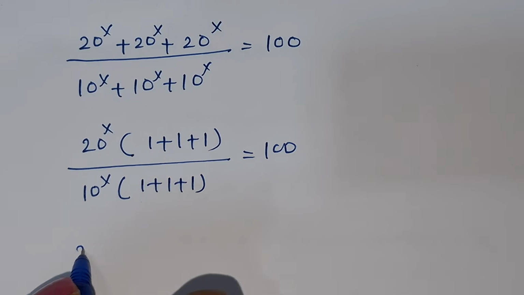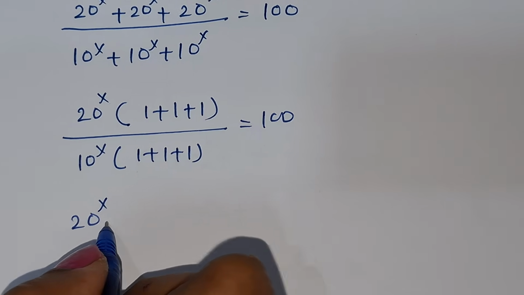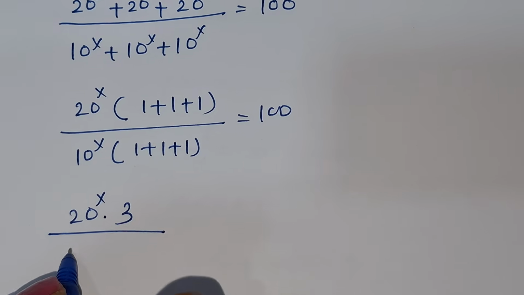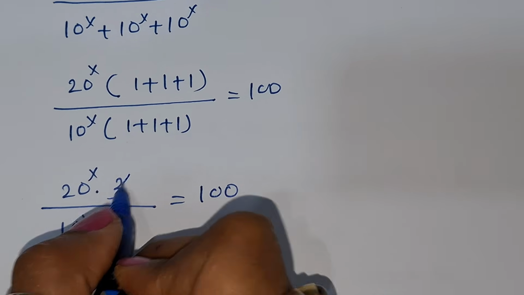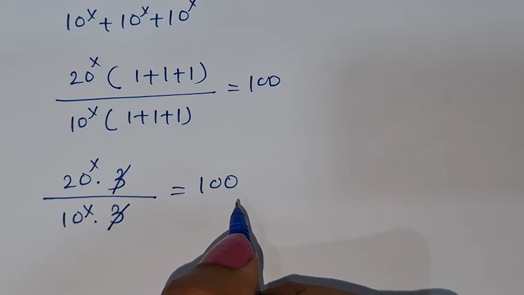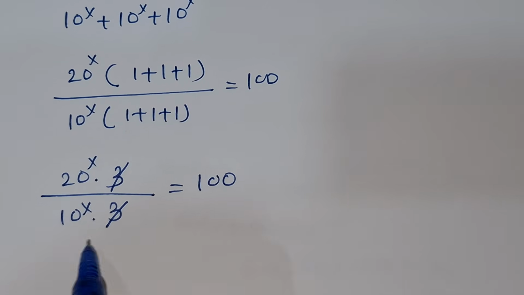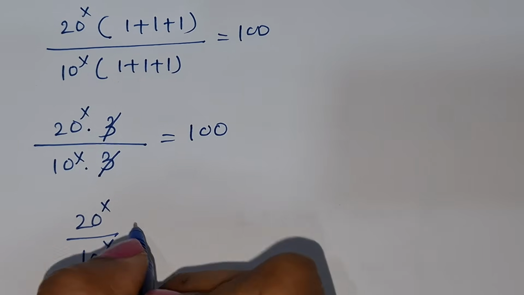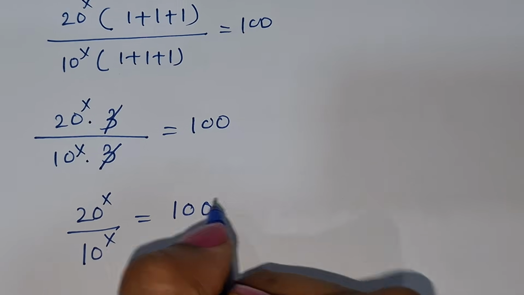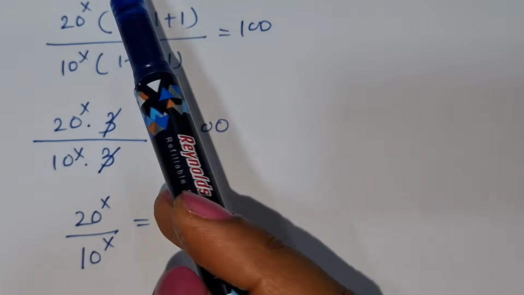So here it will become 20 power x times 3 divided by 10 power x times 3 is equal to 100. Now this 3 is cancelled from this 3. So here we got the value of this one, that is 20 power x divided by 10 power x is equal to 100. Now we have to substitute this value x.